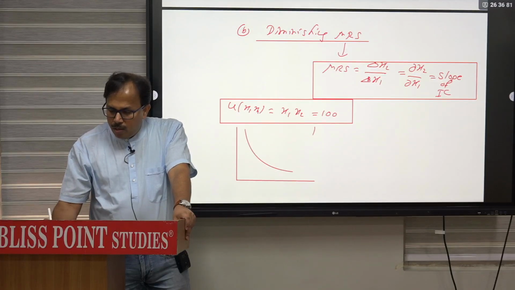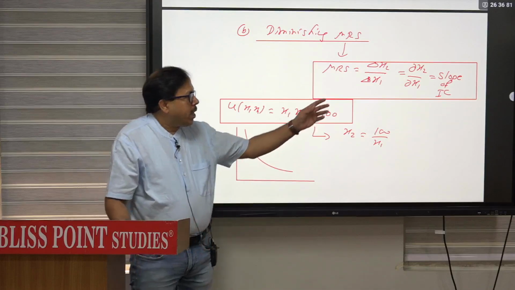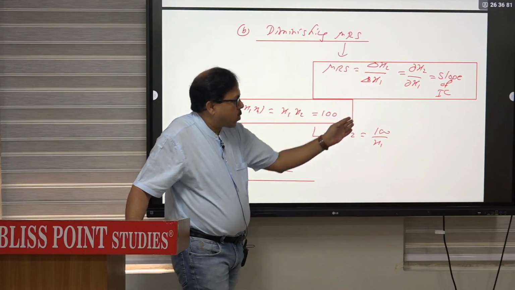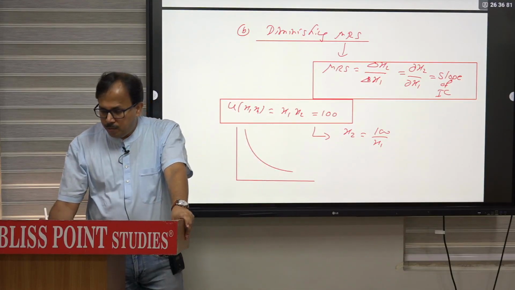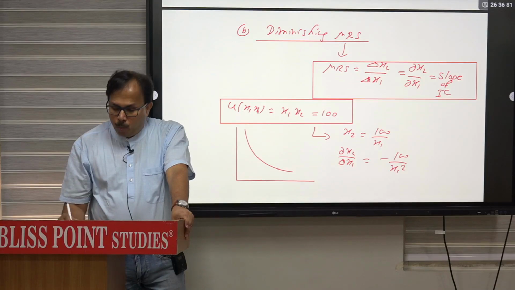Now from this function you can write x2 is equal to 100 by x1, and to find the slope, what do we have to do? dx2 by dx1: differentiate it with respect to x1. After differentiating, it will become minus 100 upon x1 square. That will be the slope.